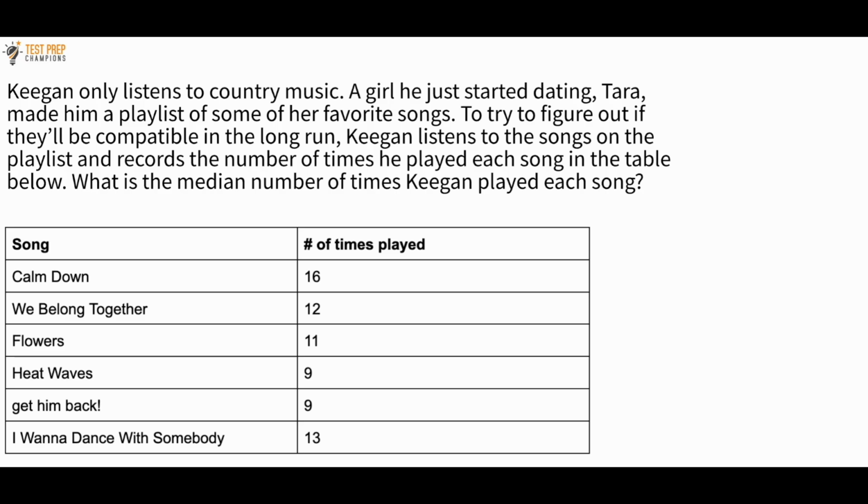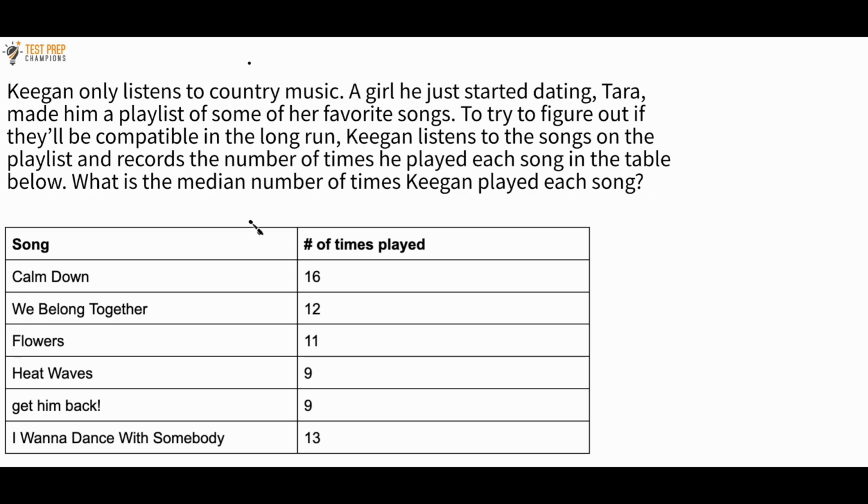Keegan only listens to country music. A girl he just started dating, Tara, made him a playlist of some of her favorite songs. To try to figure out if they'll be compatible in the long run, Keegan listens to the songs on the playlist and records the number of times he played each song in the table below. What is the median number of times Keegan played each song? So now's your chance if you'd like to pause the video, try to figure this out, take all the time you need, and whenever you're ready, just unpause the video and we'll talk about it.